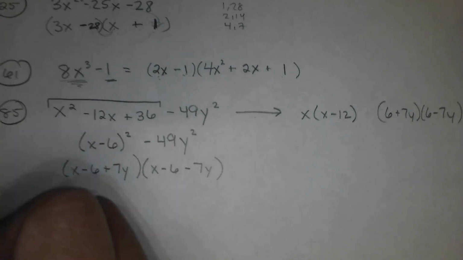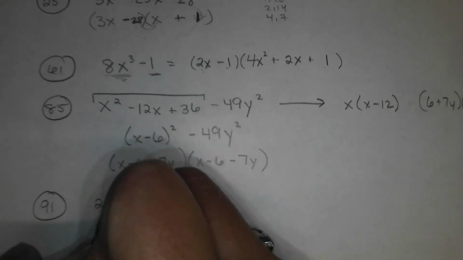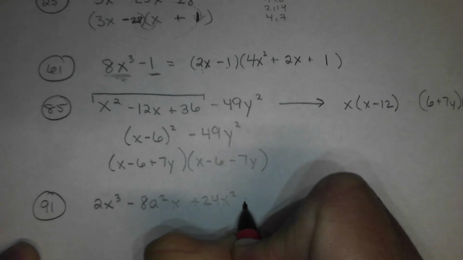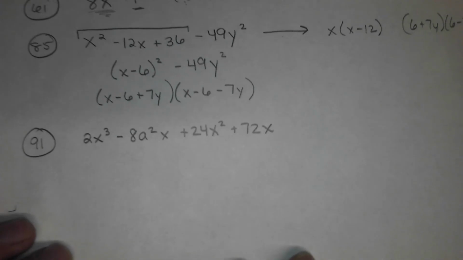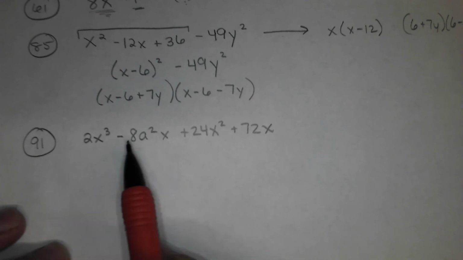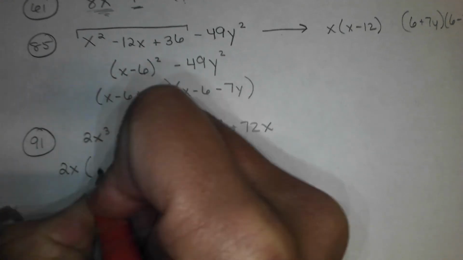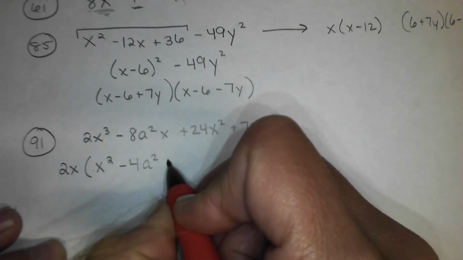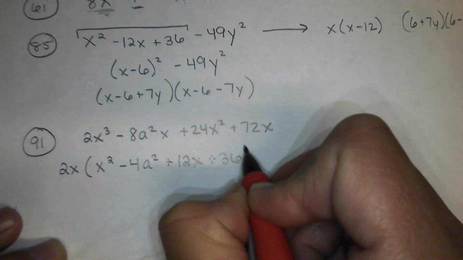All right. 91 was 2x cubed, kind of a longer one. And the very first thing I notice on this one is that there is a GCF. So you should get that out of there right away. 2x can come out of all of them. So starting there, minus 4a squared plus 12x plus 36.